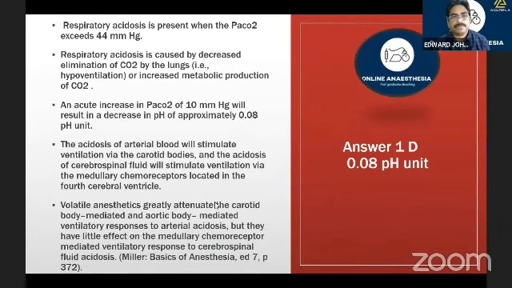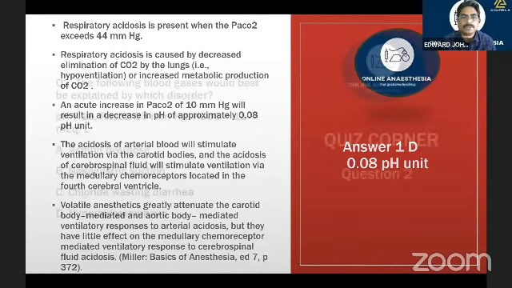Respiratory acidosis is present when PCO2 is greater than 44. Respiratory acidosis is caused by decreased elimination of carbon dioxide by the lungs. It may be due to hypoventilation, or it may be due to the increased production of carbon dioxide by metabolic action. In acute increase in PaCO2, remember it is acute respiratory acidosis. For every rise in PaCO2 of 10 mm, the pH will fall by 0.08. The acidosis of arterial blood will stimulate the carotid bodies, and the acidosis of the cerebral CSF will stimulate directly the chemoreceptors in the medulla, and it increases the respiration. Your volatile anesthetics will attenuate only the carotid body and aortic body mediated ventilatory response. It does not affect the medullary chemoreceptor mediated increase in respiratory rate.